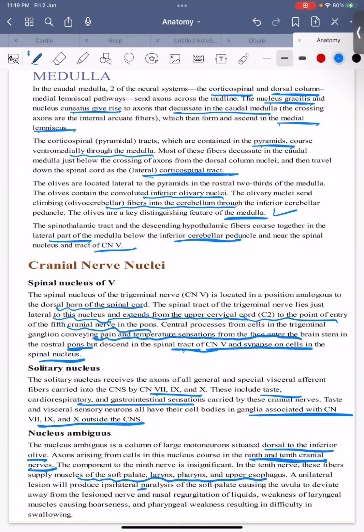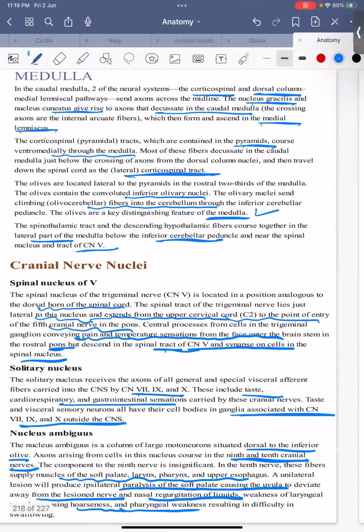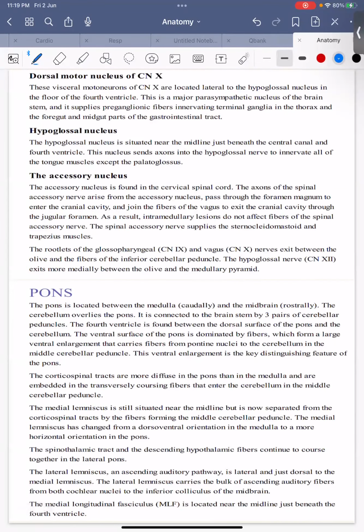A lesion will cause ipsilateral paralysis of the soft palate, causing the uvula to deviate away from the lesioned nerve, and nasal regurgitation of liquid. Weakness of the laryngeal muscles causes hoarseness. Pharyngeal weakness will cause difficulty in swallowing. Now, we have the dorsal nucleus of cranial nerve 10.